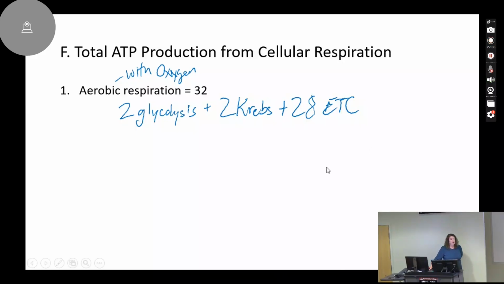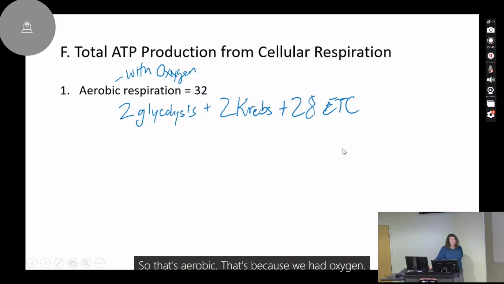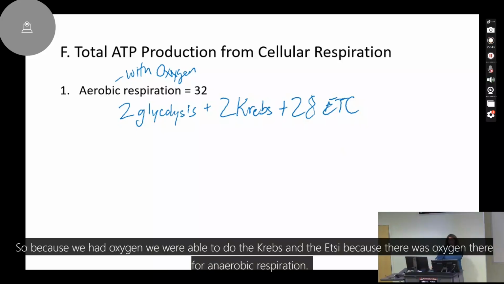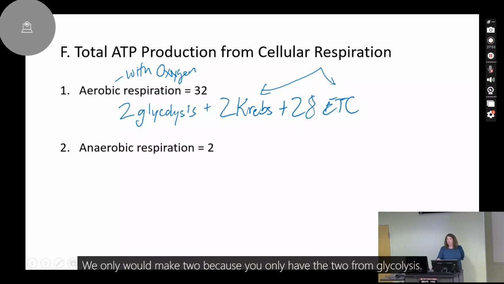What about, so that's aerobic. That's because we had oxygen. So because we had oxygen, we were able to do the Krebs and the ETC because there was oxygen there. For anaerobic respiration, we only would make 2 because you only have the 2 from glycolysis.